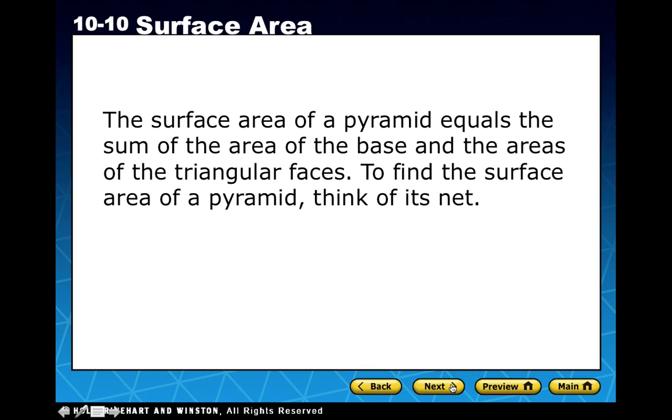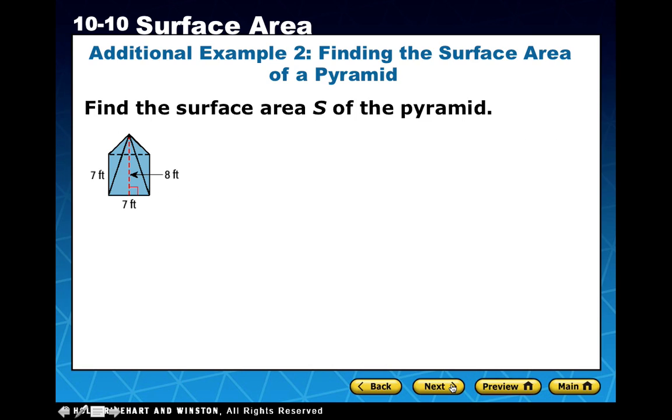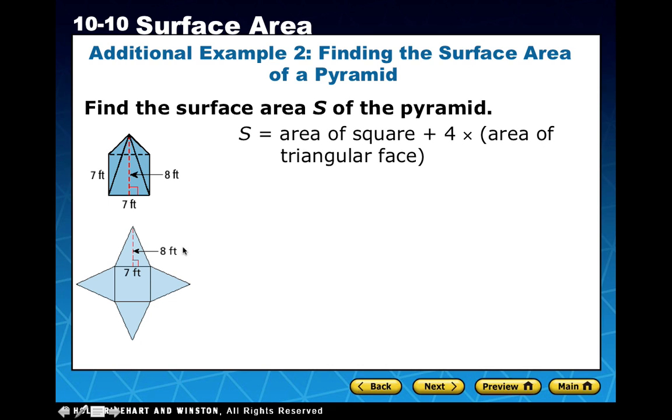Alright, the surface area of a pyramid equals the sum of the area of the base and the areas of the triangular faces. So to find the surface area of a pyramid, we'll think of its net. Okay, so the net would look like this. It's a square pyramid, square on the bottom, a 7 by 7, and then each of the triangles has a base of 7 and a height of 8. So we'll find the area of the square, and then plus the area of the 4 triangles.